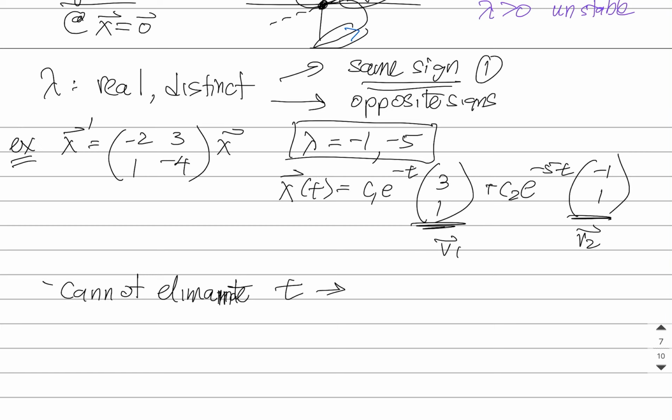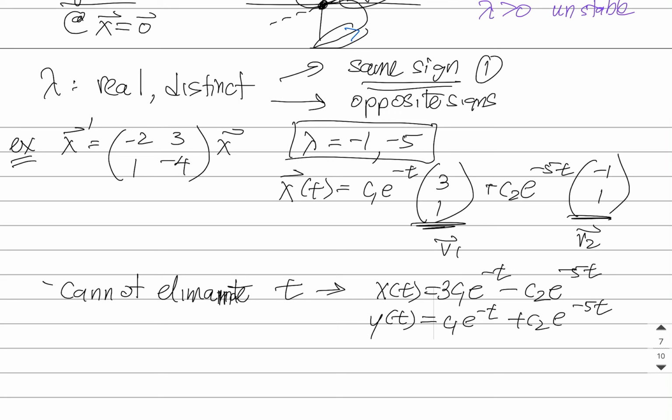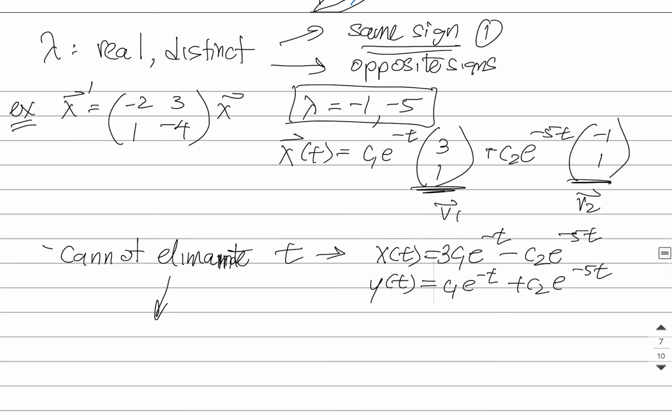And the reason we can't eliminate it is because these individual solutions are pretty complicated. So as an example, the x of t here would be 3c1 e to the minus t minus c2 e to the minus 5t. Y of t would be c1 e to the minus t plus c2 e to the minus 5t. It's hard to unjumble it. It's hard to isolate the t. So instead what we do is we do the qualitative analysis that I mentioned at the beginning.